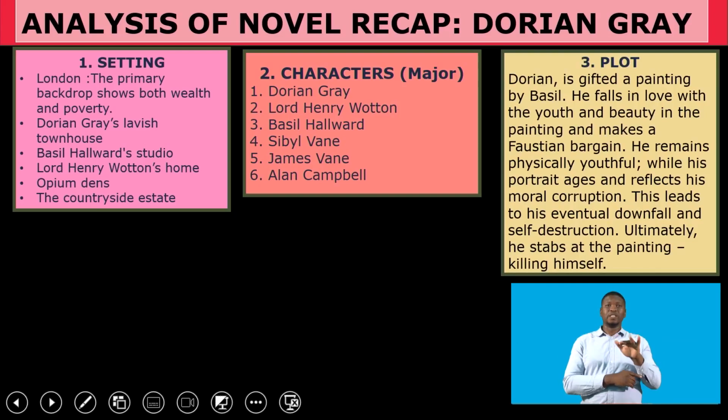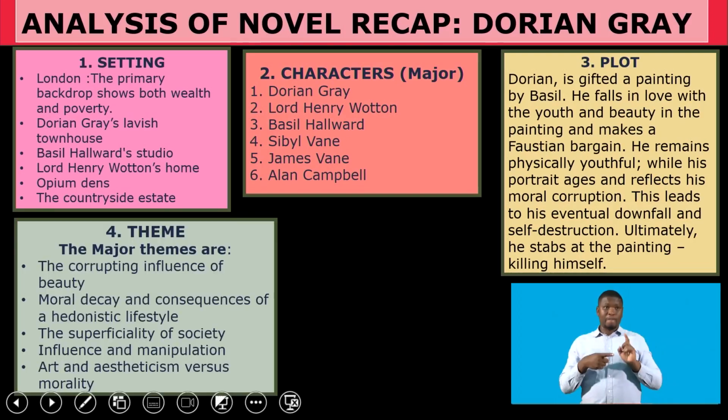The plot, Dorian is gifted a painting by Basil. He falls in love with the painting. He makes a Faustian bargain, and this is so that he remains physically youthful and beautiful, but later he becomes morally corrupt, and this leads to his eventual downfall and self-destruction.